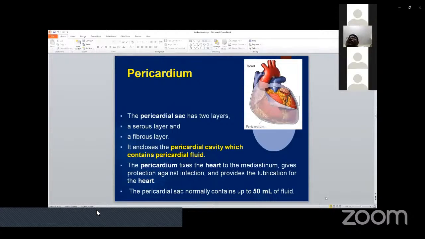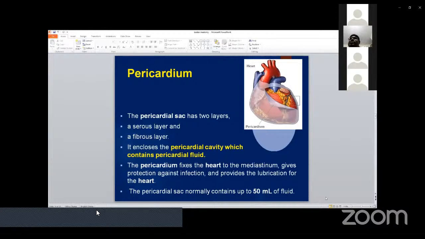Now you can see the heart. The pericardial sac has two layers. The first one is a serous layer, and the second is a fibrous layer. It encloses the pericardial cavity, which contains pericardial fluid.